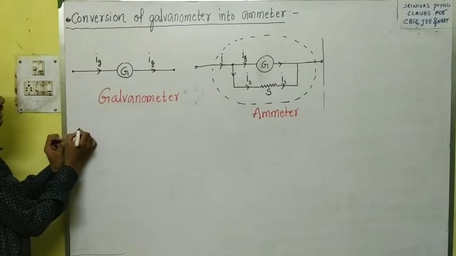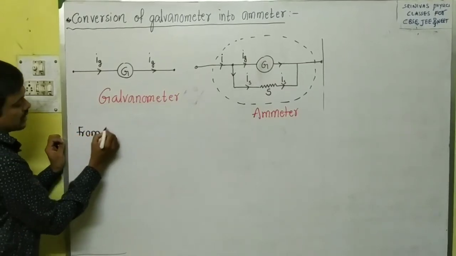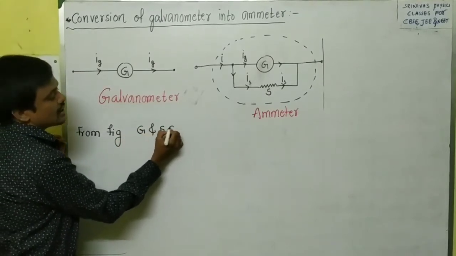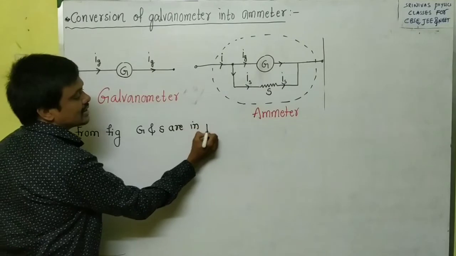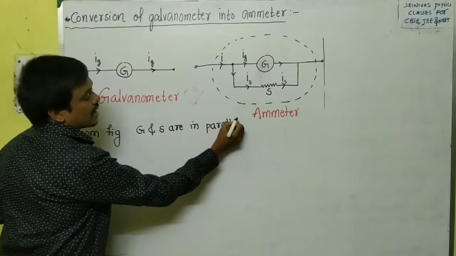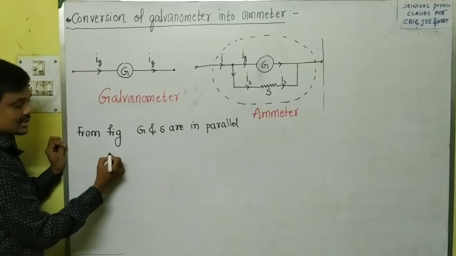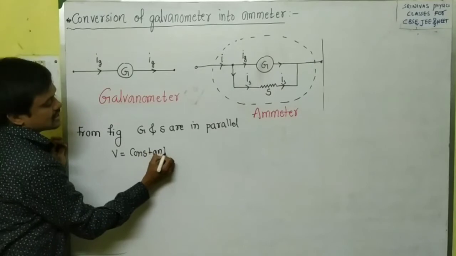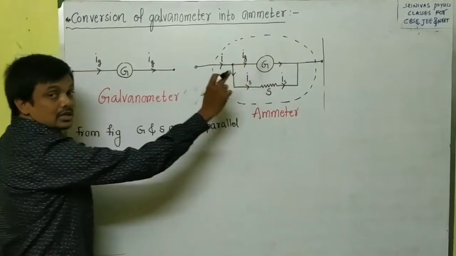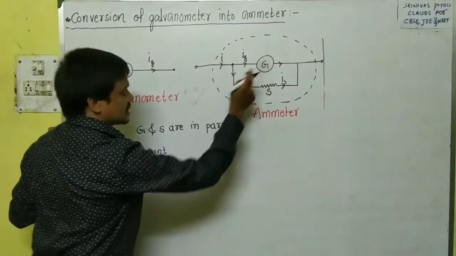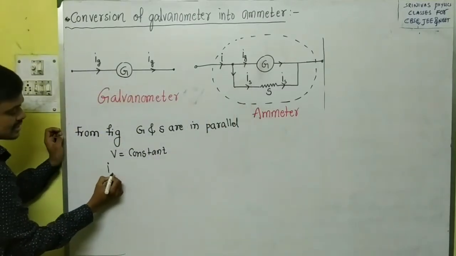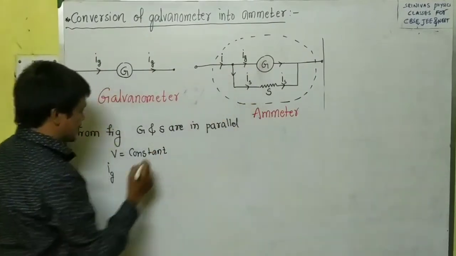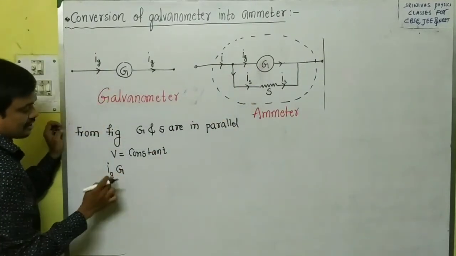From the figure, G and S are in parallel, right? In parallel we know the potential difference is constant. What is the potential difference across the galvanometer? According to Ohm's law, potential difference is current into resistance. The current is Ig, the current through the galvanometer, and the resistance of the galvanometer is capital G. So V is Ig times G.